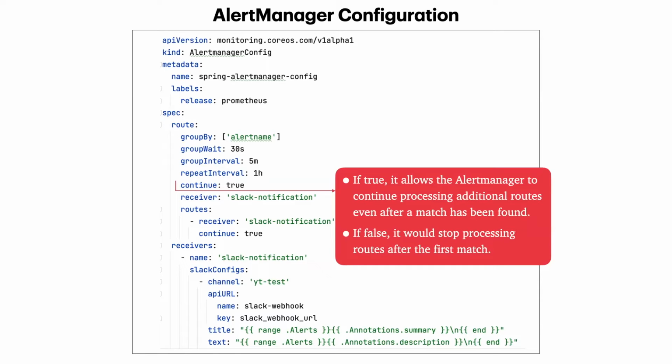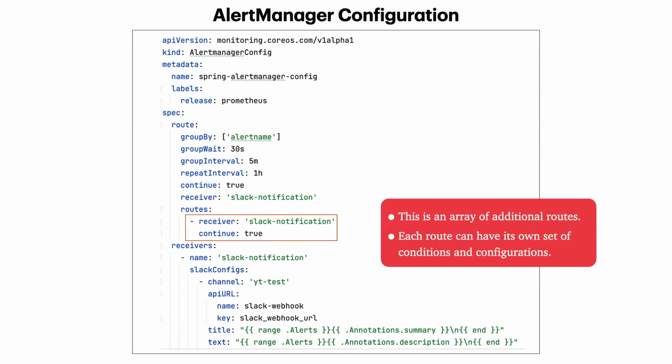Next field is continue. If this continue field is true, it allows Alertmanager to continue processing additional routes even after a match has been found. And if this continue field is false, it will stop processing the routes after the first match. So here we define the set of rules. Each route can have its own set of conditions and configuration. Here you can define matchers to match certain conditions like alert name and service name.